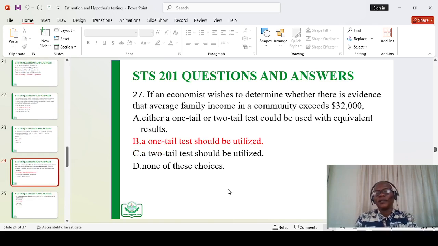If an economist wishes to determine whether there is evidence that average family income in a community exceeds $32,000, A, either a one-tail or two-tail test could be used with equivalent result? No. A one-tail test to be utilized? Yes. So B is the correct answer because they say it exceeds 32,000 US dollars. That means greater than. That's one directional. So B is the correct answer.